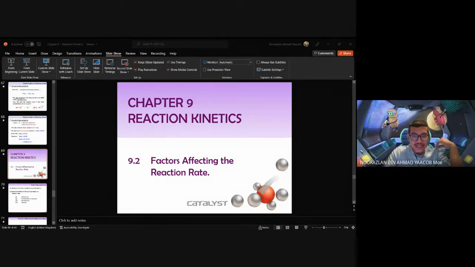So you know this. There are 4 things we can touch, and including temperature. We missed temperature here. So we have concentration, pressure, size of particles, and catalyst. So these are all, and temperature as well. These are all the ways that we can do.